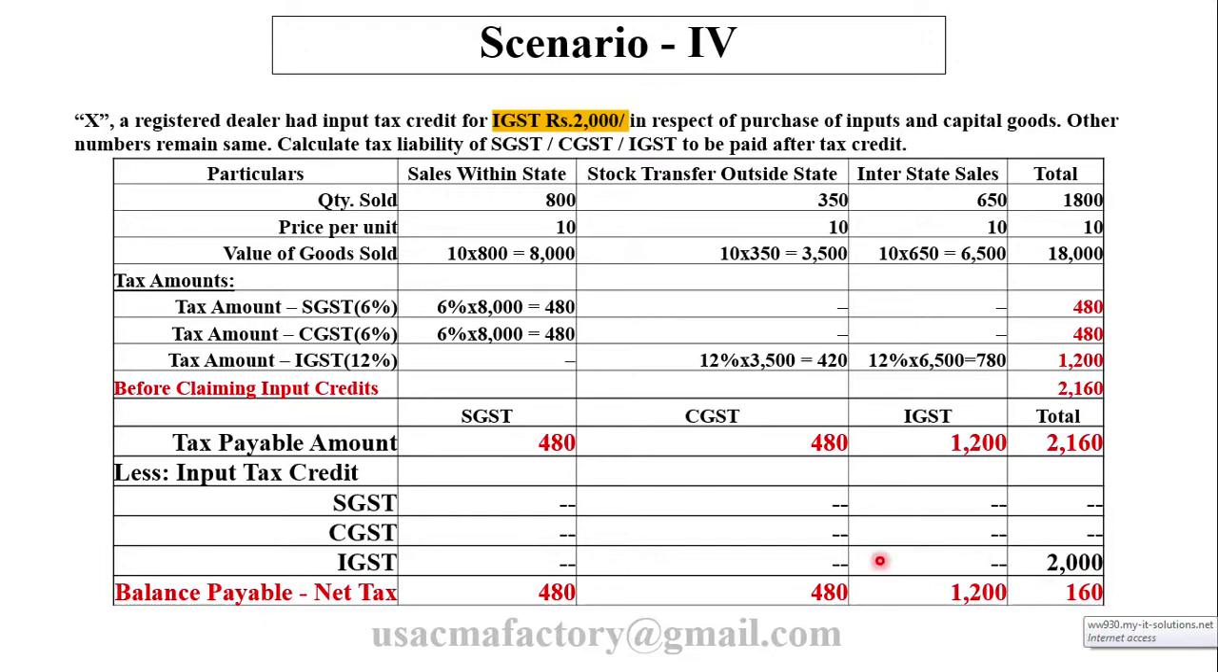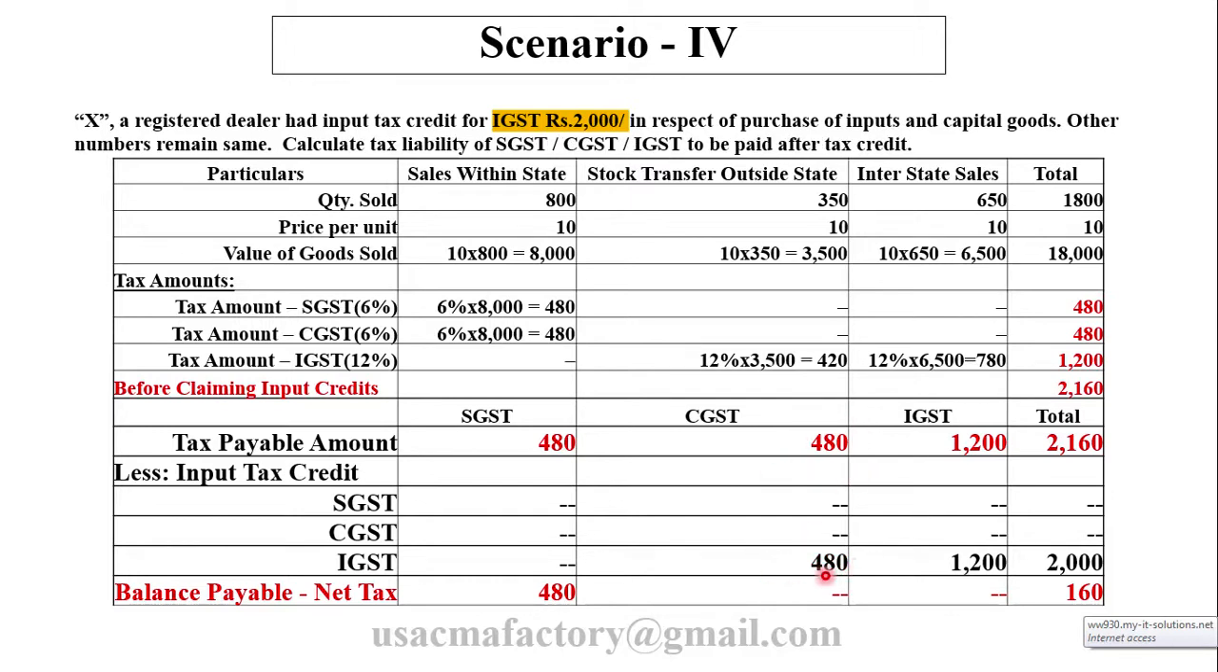Where to adjust this 2000 amount against these taxes? This is the IGST amount, so the first claim should be on IGST. So 1200, 1200. Now this payable tax is gone. Now still there is a balance of 800, 2000 minus 1200. So this 800, against where can we claim? CGST, that is 480. So the full amount can be claimed.